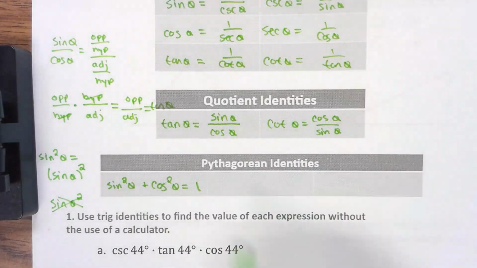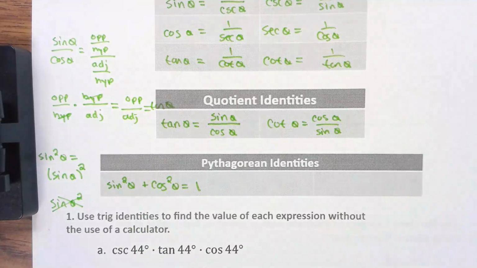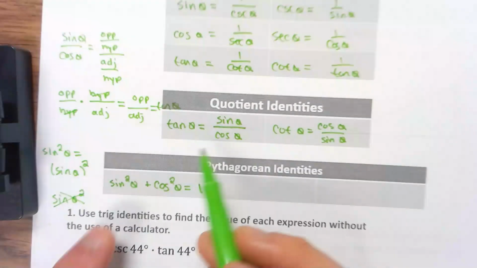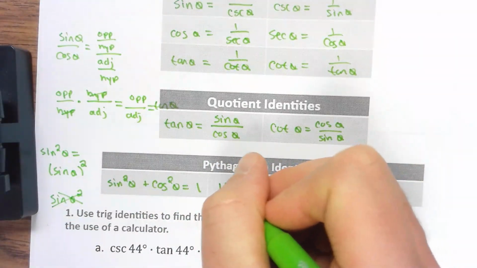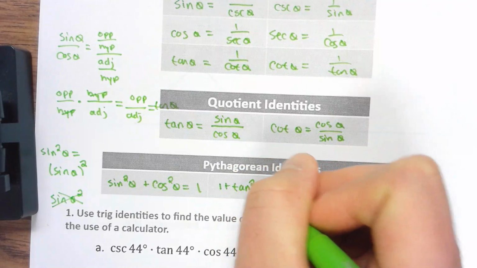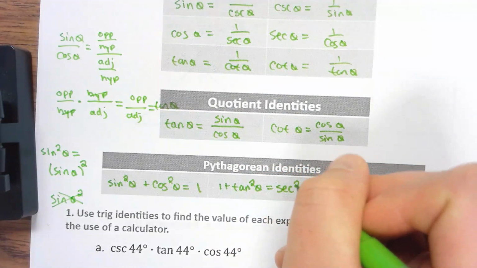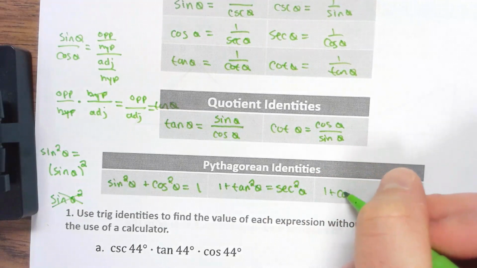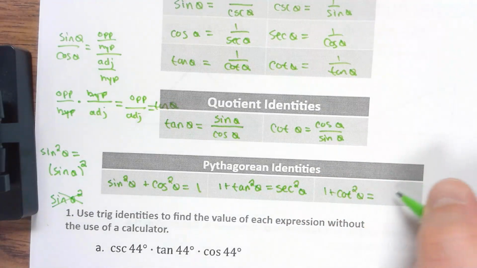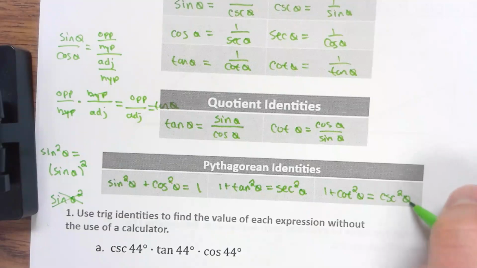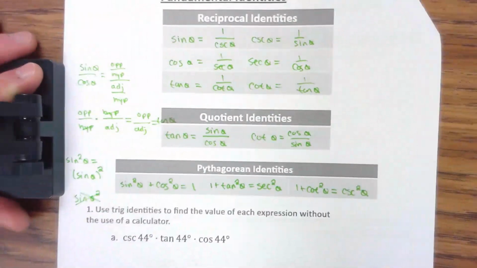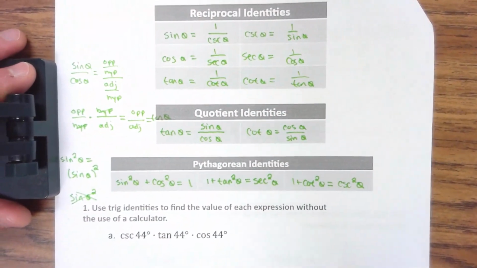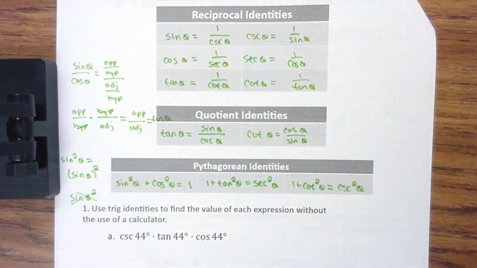Now, two others that again can be derived using lengths of triangles and also stem from this. The other identities are 1 plus tangent squared of theta, which equals secant squared of theta, and 1 plus cotangent squared of theta, which equals cosecant squared of theta. When you're working on your homework, you're definitely going to want to have these out because they're going to get used quite a bit.